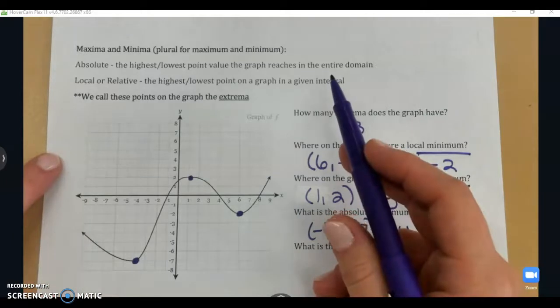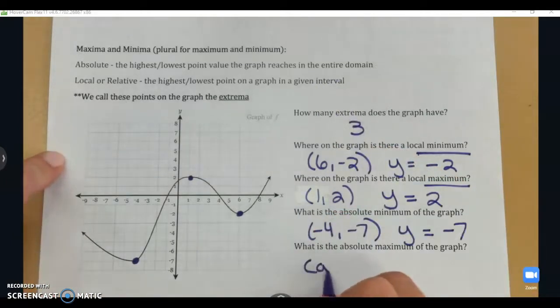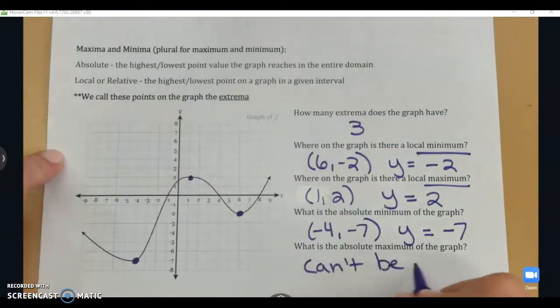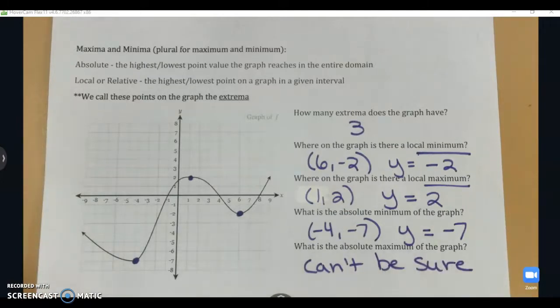Well, it's going on forever and ever, so we can't be sure. We don't see enough of the graph to know if it stops somewhere, what the highest it achieves, or it could be going off to infinity. So we can't be sure what the absolute maximum is of this graph.